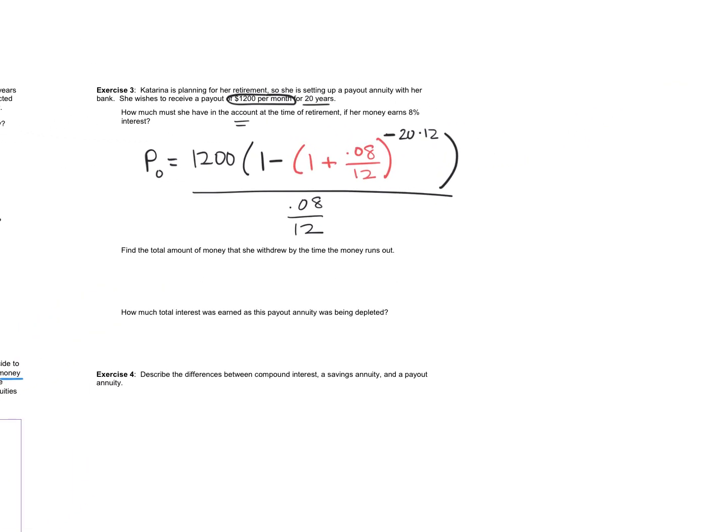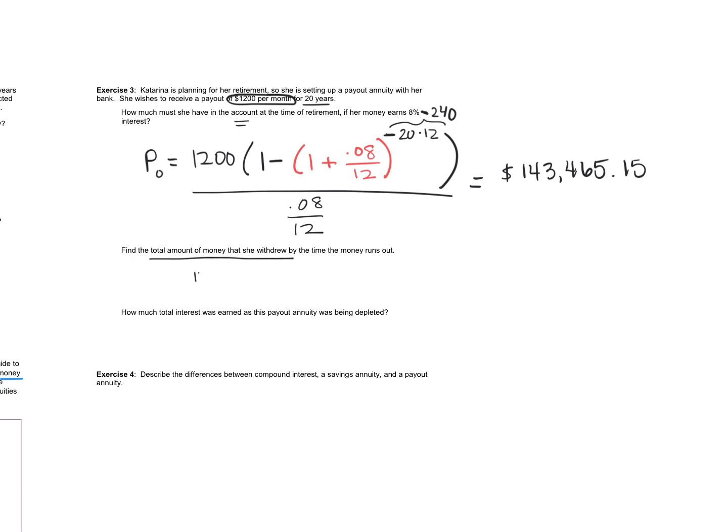And so if we punch that into a calculator, we could simplify a little bit. If you want to, you could reduce that. 20 times 12 is going to be negative 240. Again, make sure that you use that negative exponent. And when you enter it in, it ends up being $143,465.15.